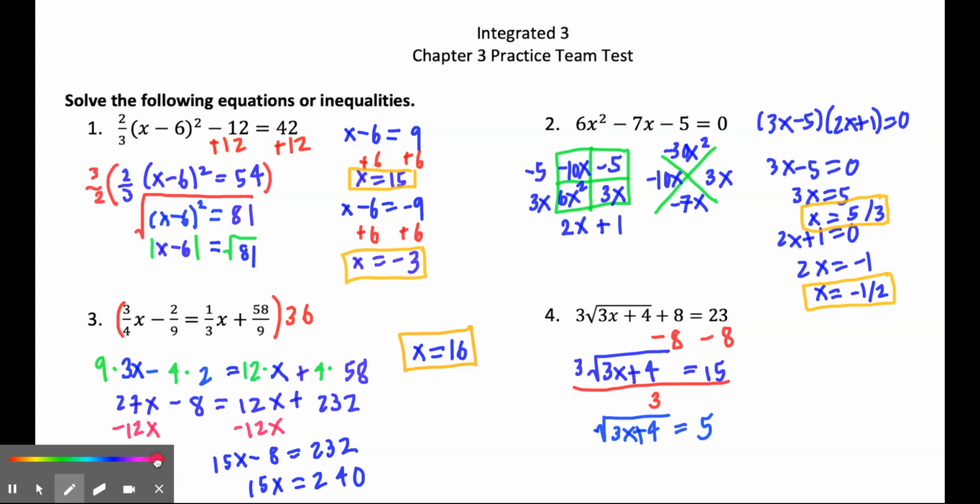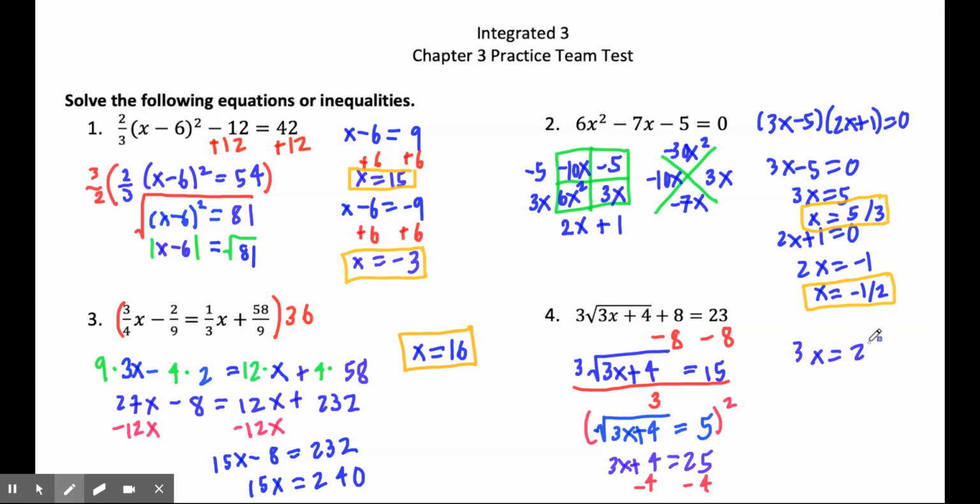Okay, now that your root is isolated, you can square both sides. And then you get 3x plus 4 equals 25. And then you subtract 4 from both sides. And you get 3x equals 21. And then divide by 3. And you get your answer of x equals 7. Okay, moving on.